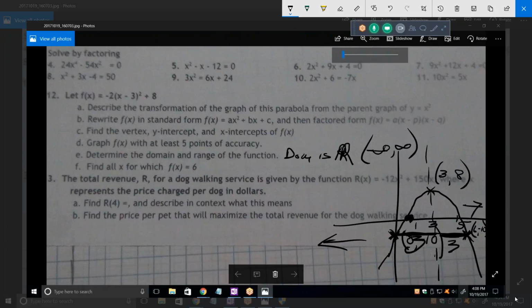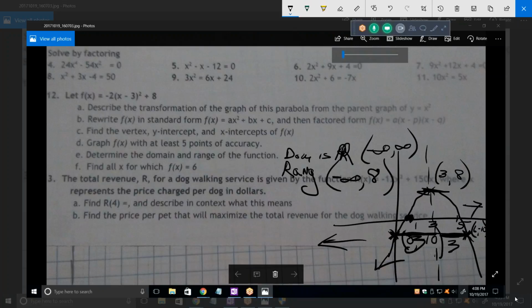Now the range is a little different. If I look at that graph, what's the bottom end of the range? Always start from the bottom. What's that go down to eventually? Negative infinity, right. What's the top end of that range? 8. Correct. Now, do I have a bracket or a parentheses next to the 8?